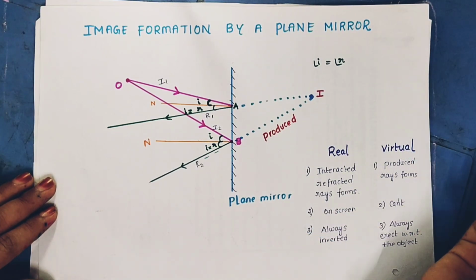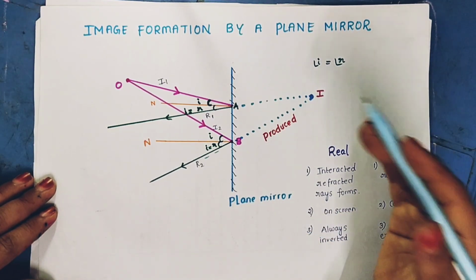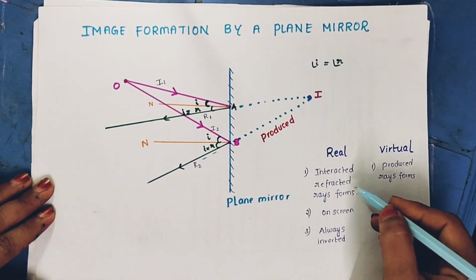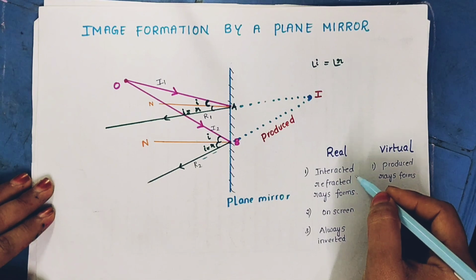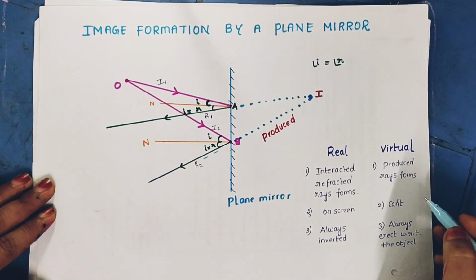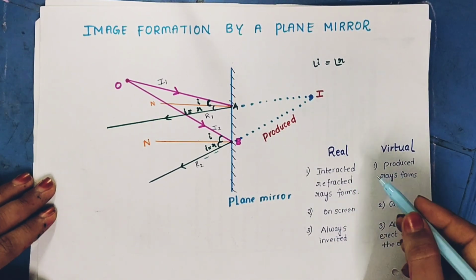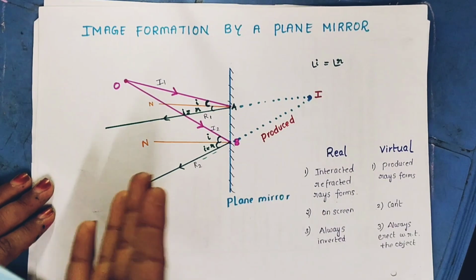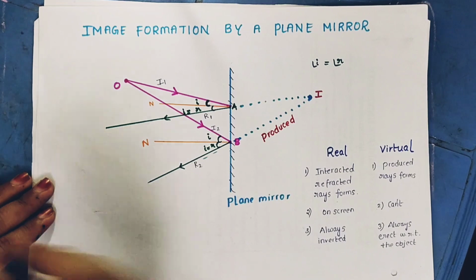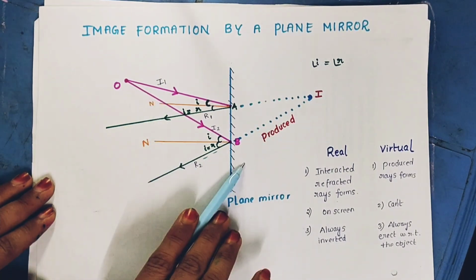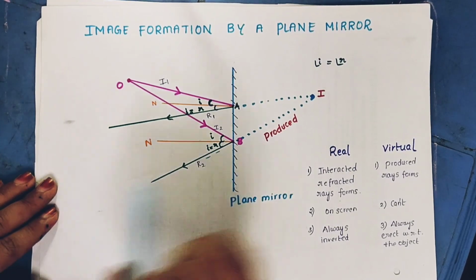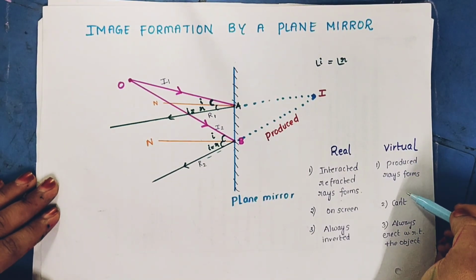To know whether it is a real image or virtual image, you should have an idea of the differences between them. A real image is formed when the refracted rays intersect with each other. Okay, when the refracted rays intersect, then only a real image is formed. Here no refraction has been done, so this is definitely not a real image, because the only phenomenon that occurred here is reflection. Let's come to the virtual image.